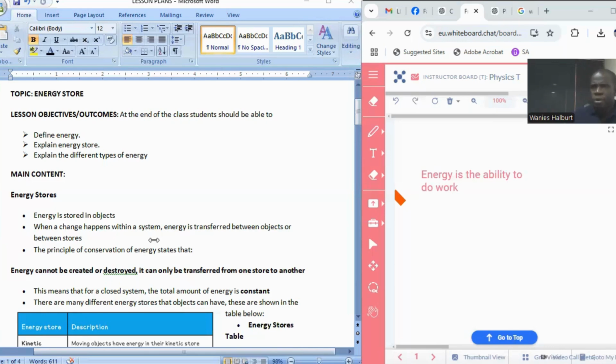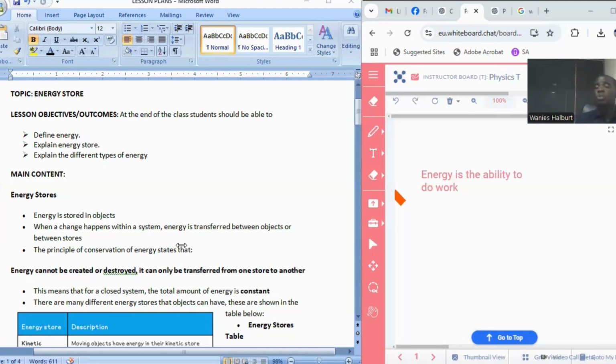For example, you take an apple, there's energy there. You take a loaf of bread to eat for your breakfast, there's energy embedded there. And what kind of energy is that? The type of energy in food is the chemical form of energy. And so energy is stored in objects. When a change happens within a system, energy is transferred between objects or between stores.